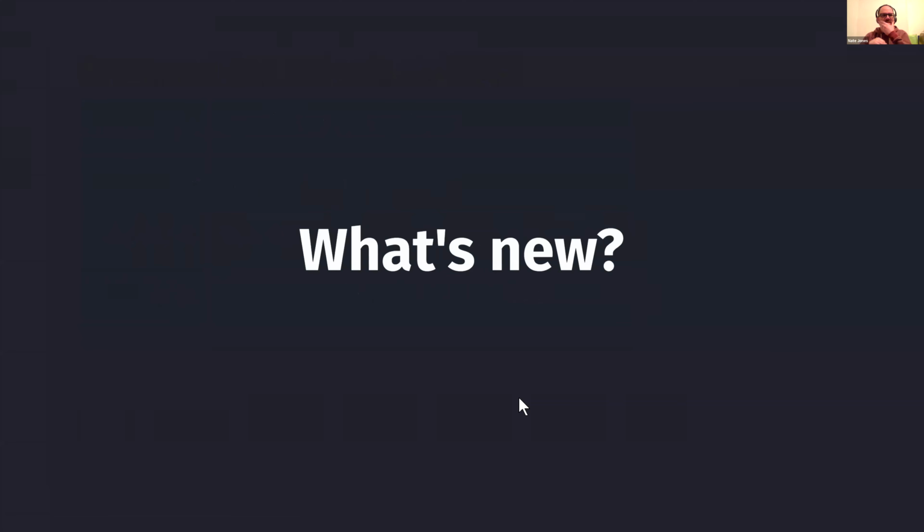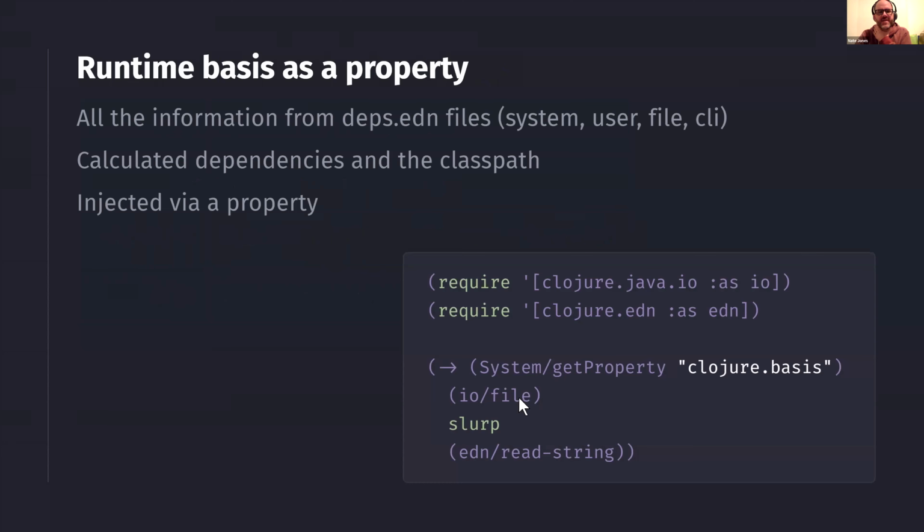Okay, so then what's new? The first thing that was a pleasant surprise: the Clojure command line does a lot of work in resolving the classpath. It merges all your deps.edn files, the one in your project, your user one, the one that was installed with it, calculates all the dependencies and the classpath. It does a lot of work. And then it runs your main or whatever.